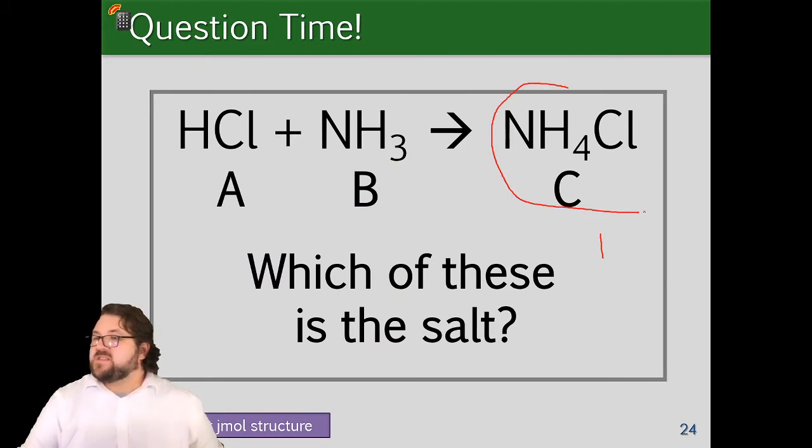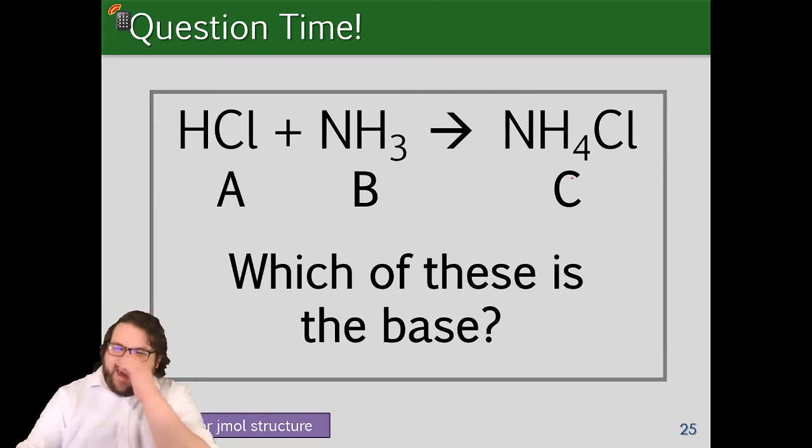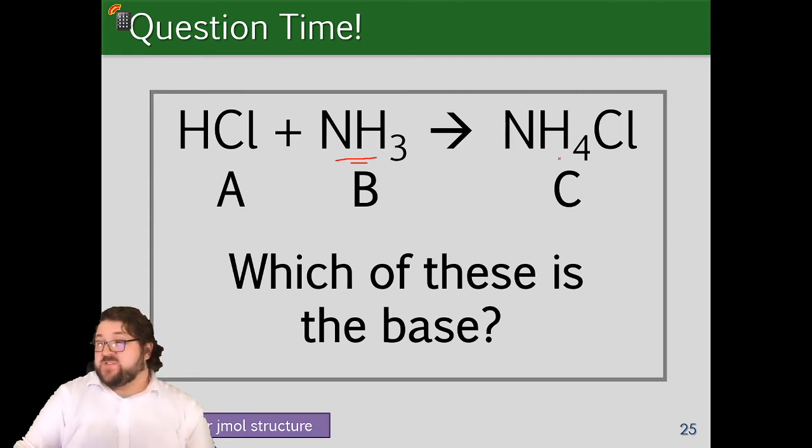So C must therefore be the salt. Which one is the base? Well, the base, again, pause and have a think. But the base is a proton acceptor. So what I'm looking for now is a species that has added hydrogen to itself. And I would say that's this, isn't it? NH3 makes NH4. So the ammonia must be the base.